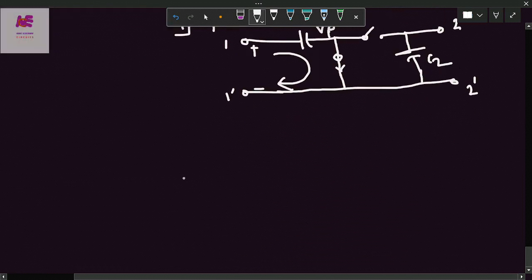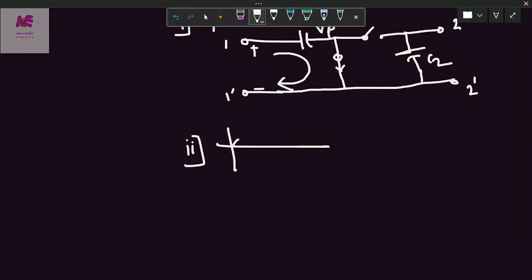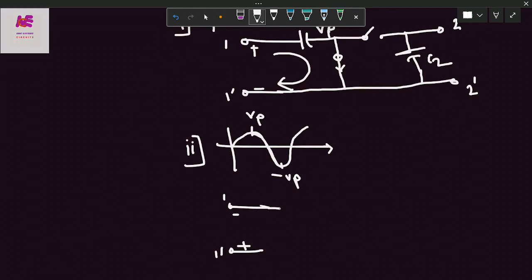The second case, what happens if the voltage is going down towards the negative peak? Say this is Vp, say this is minus Vp. Again voltage is going towards the peak voltage. So what will happen during this period? This is 1 and 1 dash. The voltage across 1 and 1 dash now will be negative to positive. The capacitor voltage is Vp, we know that. From Vp to minus Vp. So what happens during this operation?